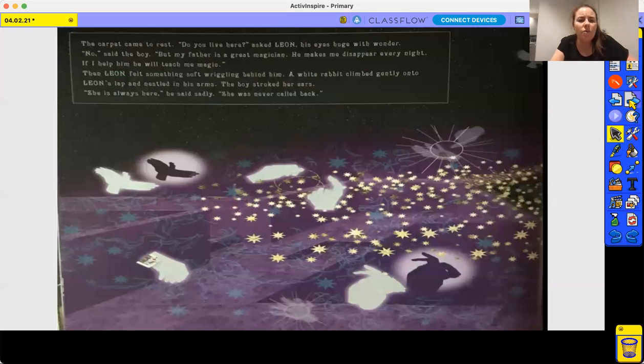The carpet came to rest. "Do you live here?" asked Leon, his eyes huge with wonder. "No," said the boy, "but my father is a great magician. He makes me disappear every night. If I help him, he will teach me magic." Then Leon felt something wriggling behind him. A white rabbit climbed gently onto Leon's lap and nestled in his arms. The boy stroked her ears. "She is always here," he said sadly. "She was never called back."